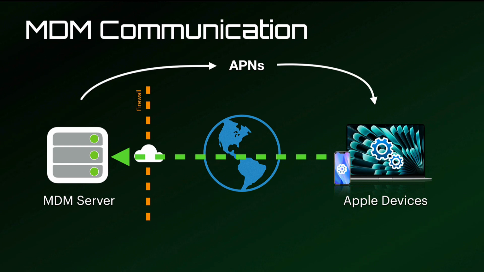You can kind of think of this as a repeating cycle of operations, where every time the MDM needs to contact the managed device, it sends an APN, the Apple device then does something, and then it responds back, letting it know a success or fail.